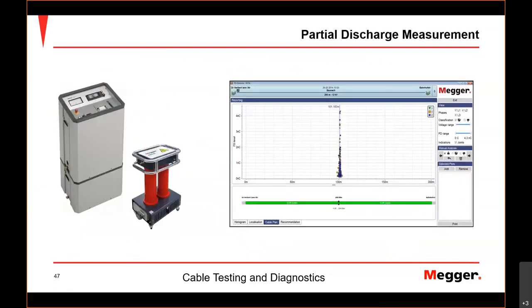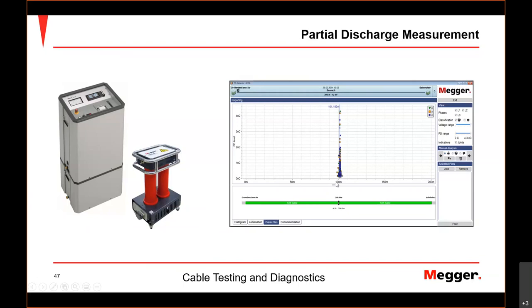Okay, let's start with a partial discharge measurement. Partial discharge measurement, I might consider that the most common, the most important measurement, because like I said, most of your problems occur in the joints and terminations. And I will show you some pictures in a moment of problems where they were detected.